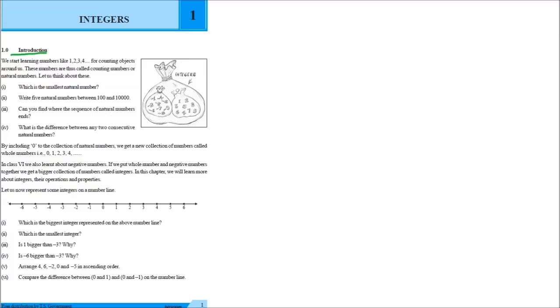Introduction. We start learning numbers like 1, 2, 3, 4 for counting objects around us. These numbers are thus called counting numbers or natural numbers. So the first keyword for today is natural numbers. Okay, let's keep this keyword aside. We'll discuss it later. Once we cover the whole text, we'll discuss all the keywords.